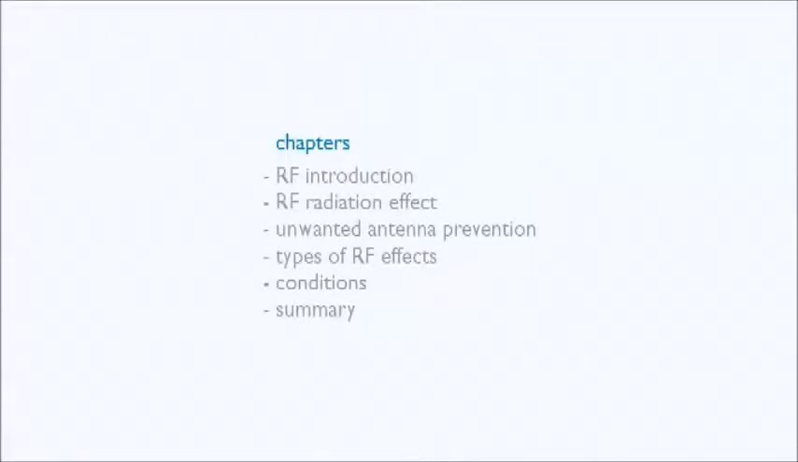This video starts with a brief introduction to RF and an explanation of the RF radiation effect. Next, the prevention of unwanted antennas is discussed. Then, the various types of RF effects are mentioned, together with the conditions under which they can occur. The video concludes with a summary and a list of the appropriate safety precautions.